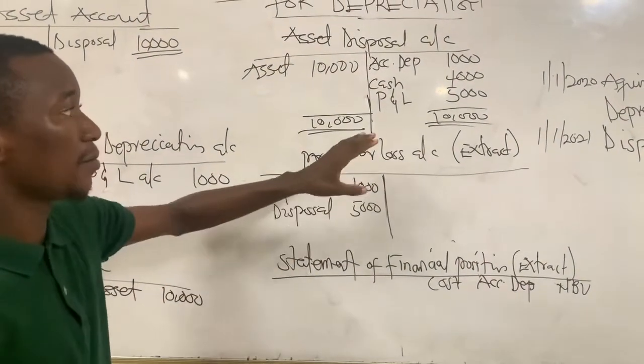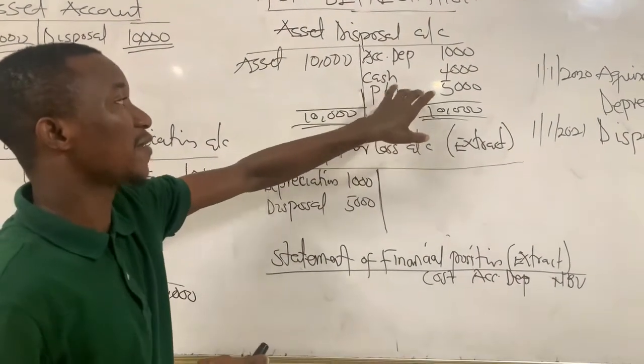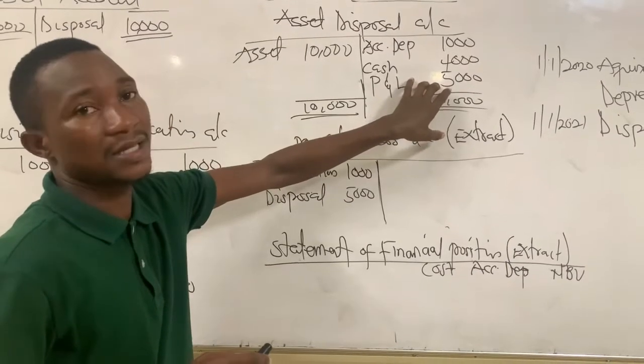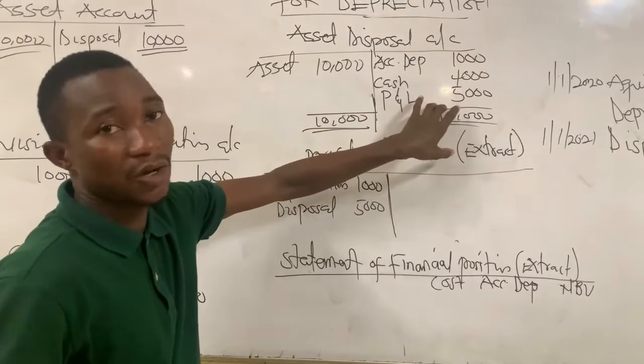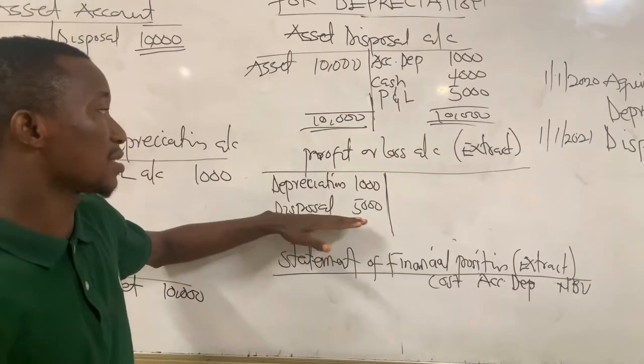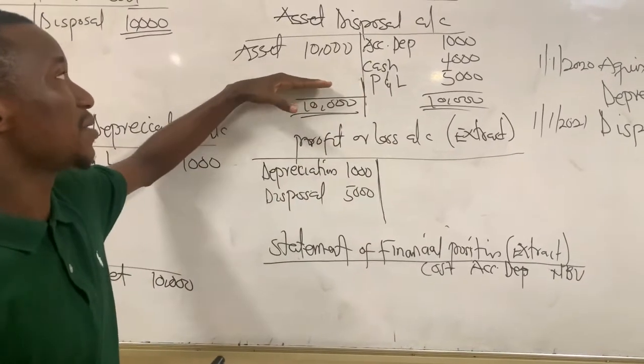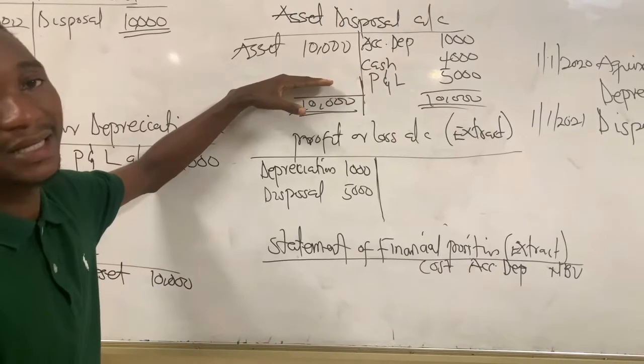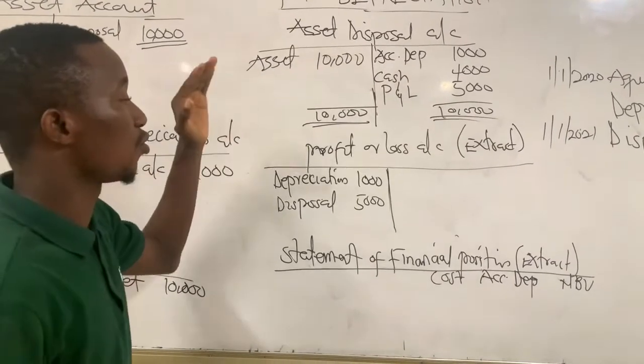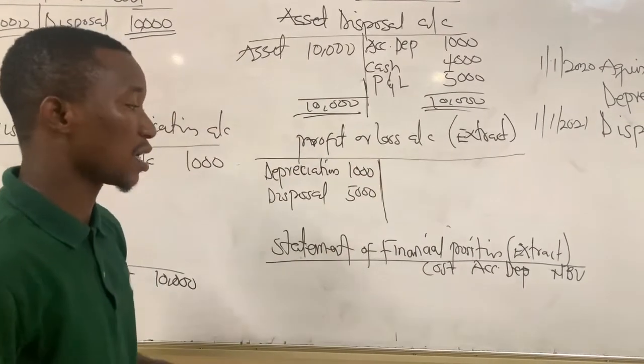Mind you, anytime the difference is found at the credit side of the asset disposal account, that is a loss. They will debit the profit or loss account. But anytime it is found at the debit side of the asset disposal account, that is a gain or a profit. So we credit the profit or loss account.